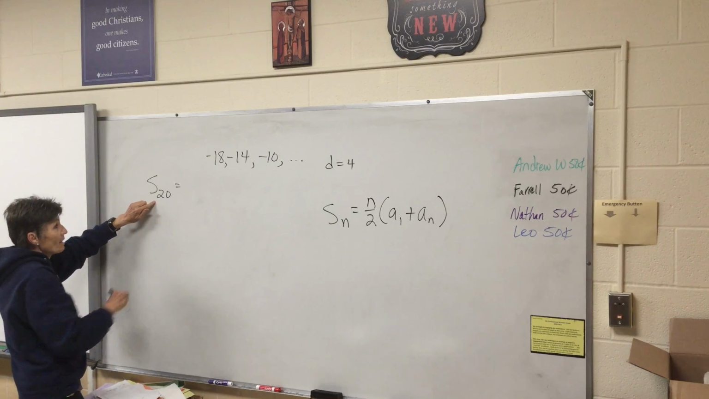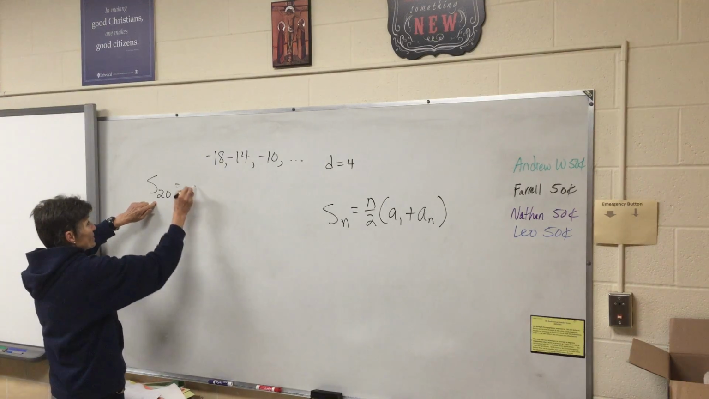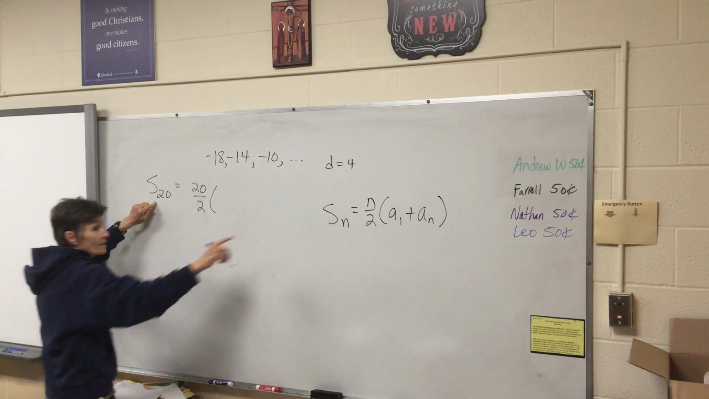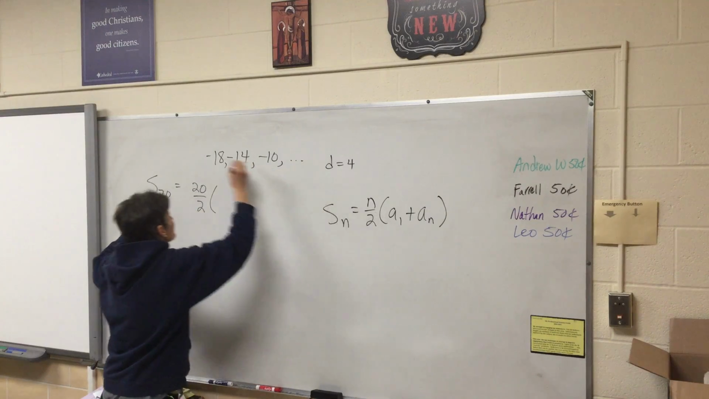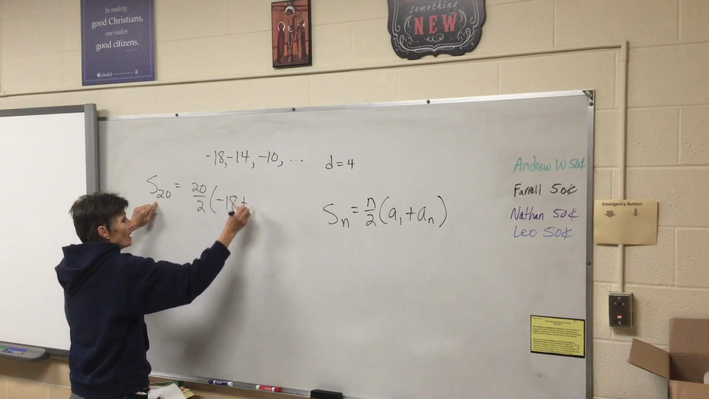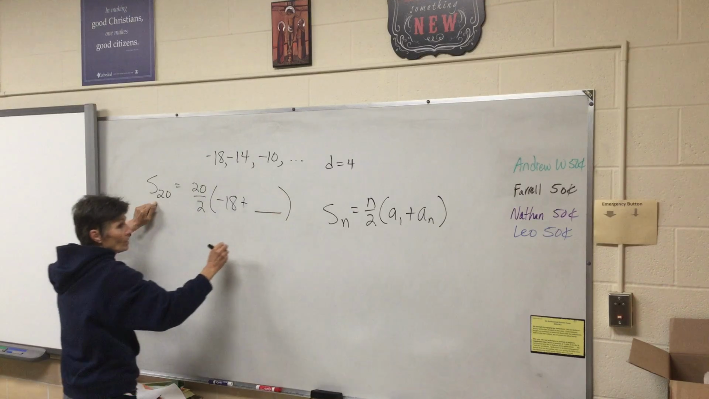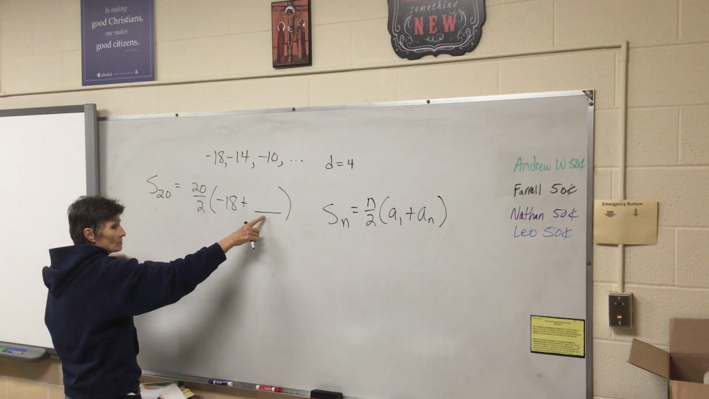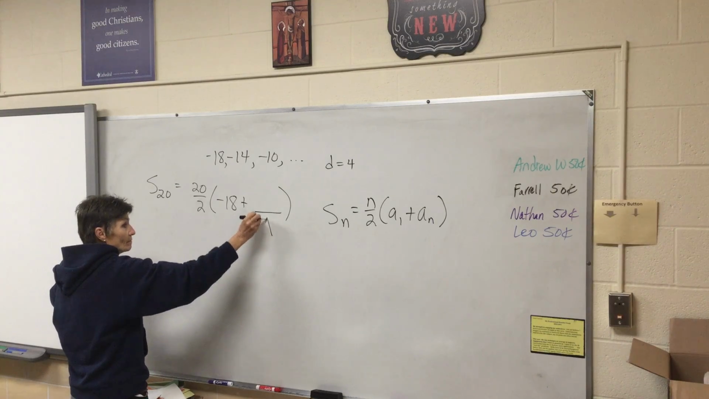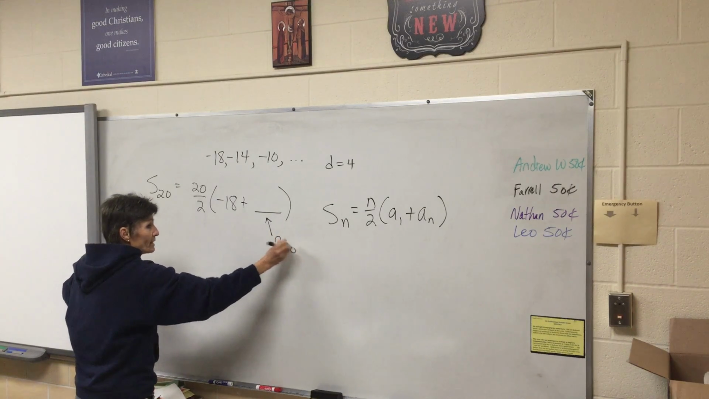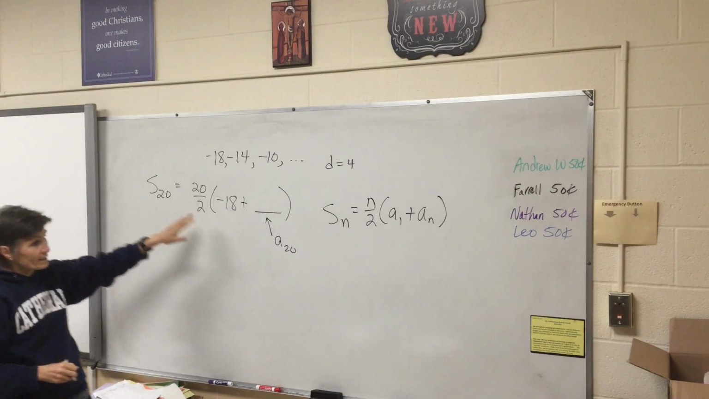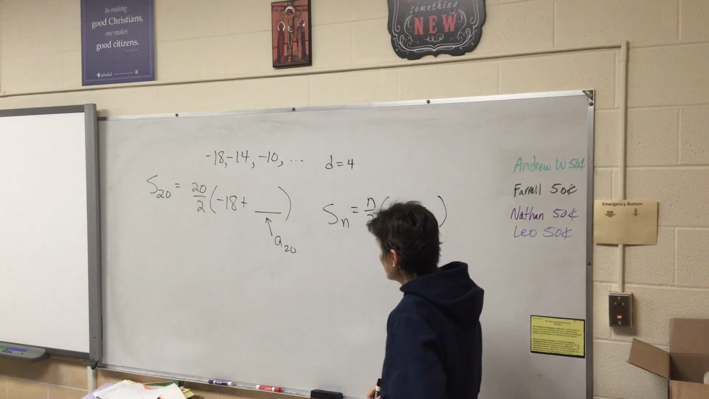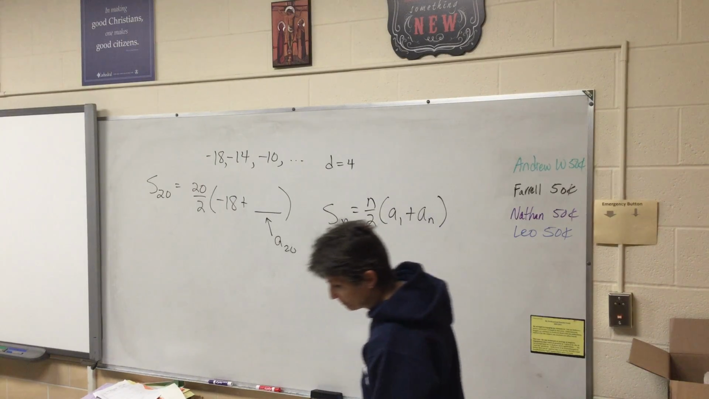It says find the sum of 20. So this will be 20 over 2 times the first term, which is negative 18, plus the... what goes here? What do I have to figure out? What is this? Isn't that the 20th term? N is 20. How am I going to figure that out?